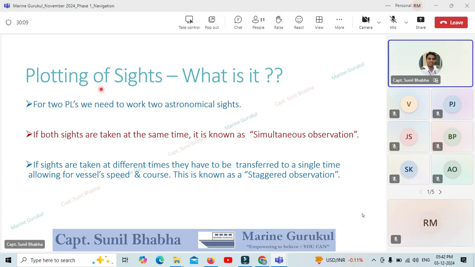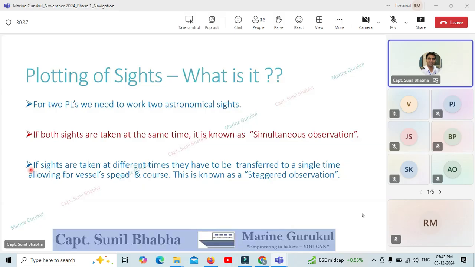Now, in some other situations, it is possible that there may be only one celestial body available to us at a particular time. Let us say, for example, you want to take a site during daytime. The only body which may be available at that time could be the sun. Now, with no other celestial body available, it is not possible to take a simultaneous site. You cannot take two sites at a single time.